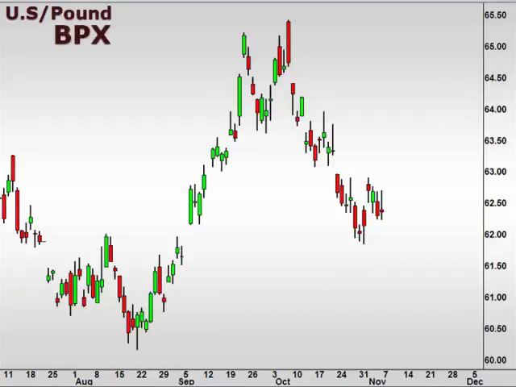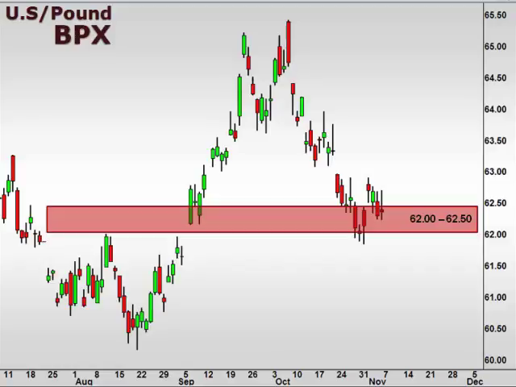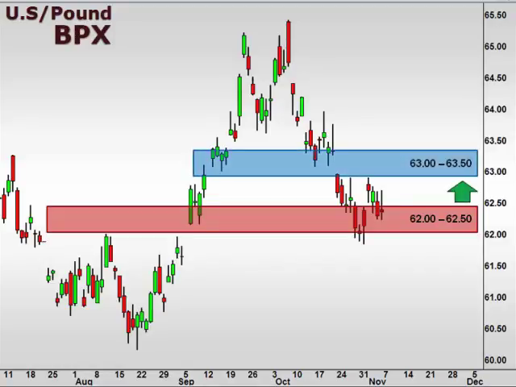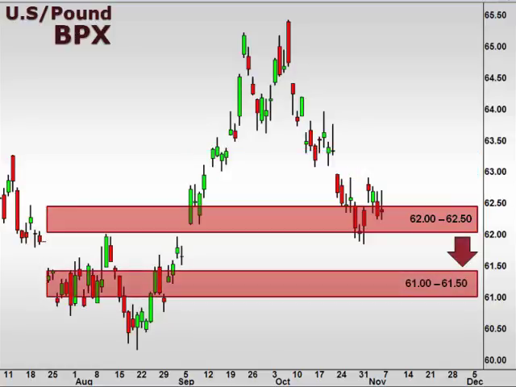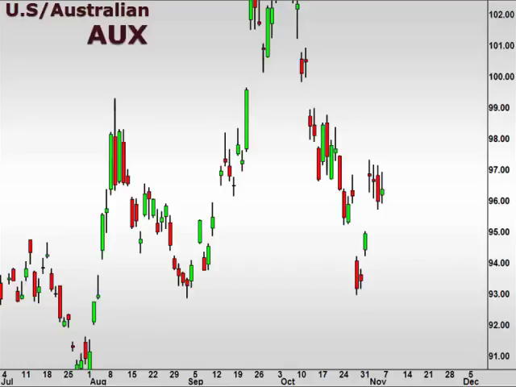Let's take a look at the US dollar versus the British pound as seen here in the ISE FX Options pair value BPX. The BPX continues to hold support at 62, 62.5. A bounce should test 63, 63.5 this week. A break below 62 opens the window for a move down towards the 61 zone.